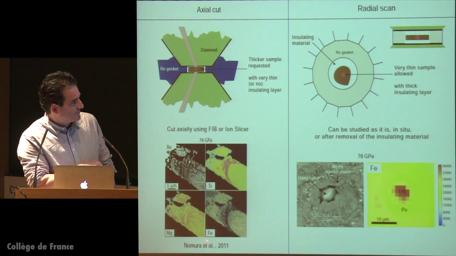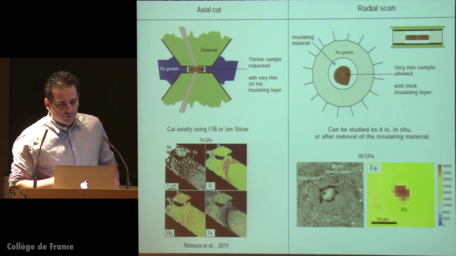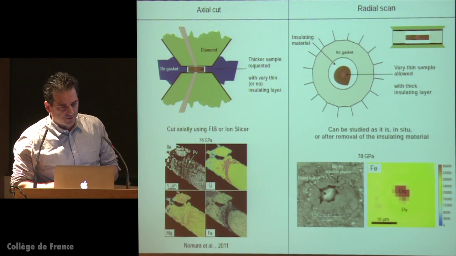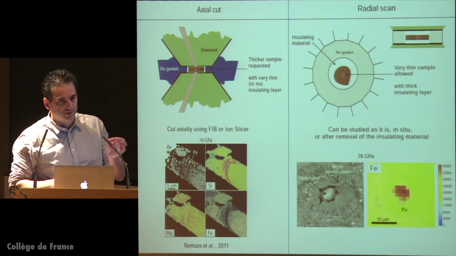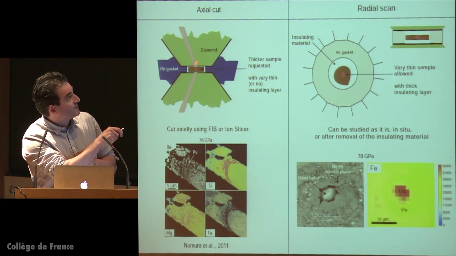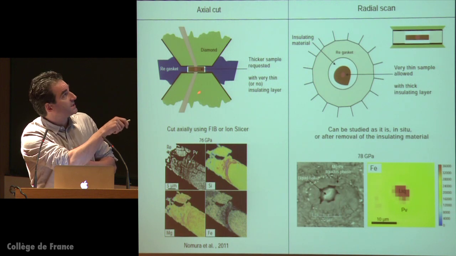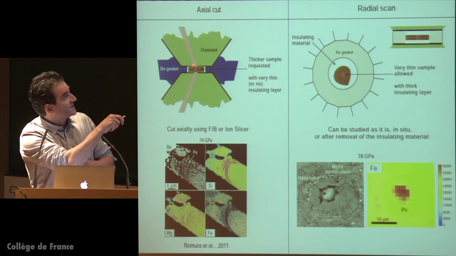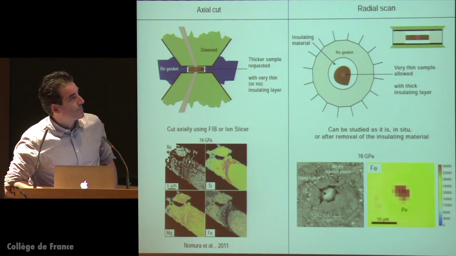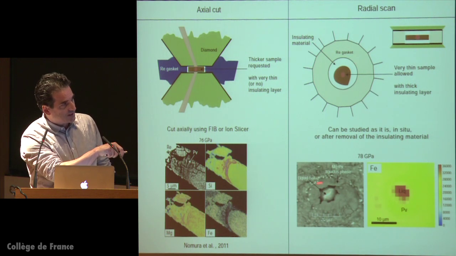What they do here, they do axial cut. In order to do axial cut, you want to cut the sample in a vertical axis. In order to do that, you need to have a sample that you can touch once it's molten. So you need a thicker one, because you want to cut it with the FIB. And this means, at the highest pressure, that you will have a thermal gradient in your sample that is relatively large. You cannot use a large insulating material.